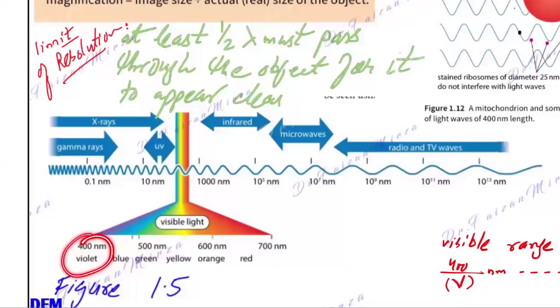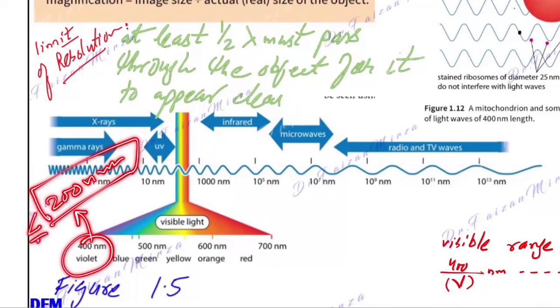Now, the limit of resolution is that half of this must pass through the object for it to appear clear, which is 200 nanometers. So any object which is 200 nanometers or larger will be visible to you, but any object which is smaller than 200 nanometers will not be visible to you because it is smaller than half of the wavelength being used.